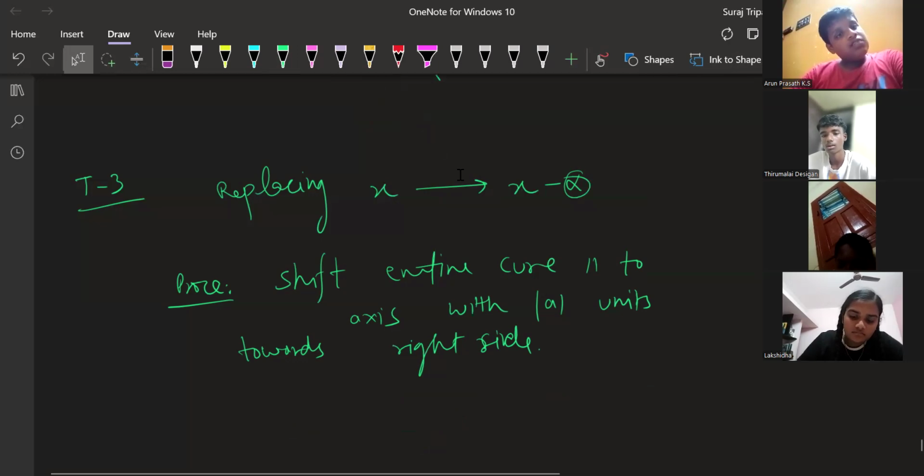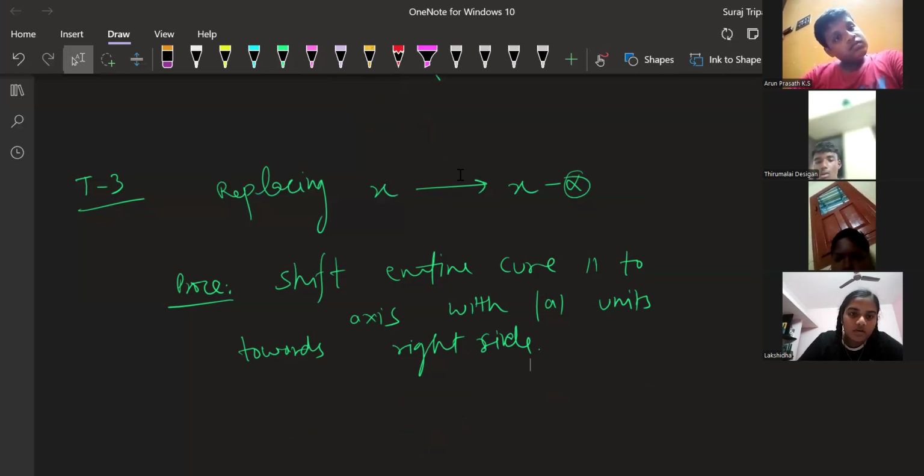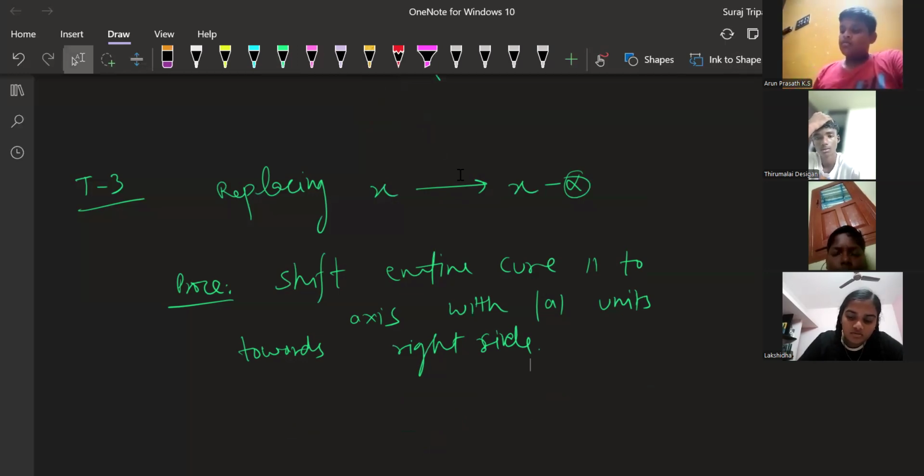Sir, parallel to this axis, sir. Parallel, whatever graph is there, fix the position. Don't move it upside down or below. We have to shift the graph either left side or right side. Right? Got it?